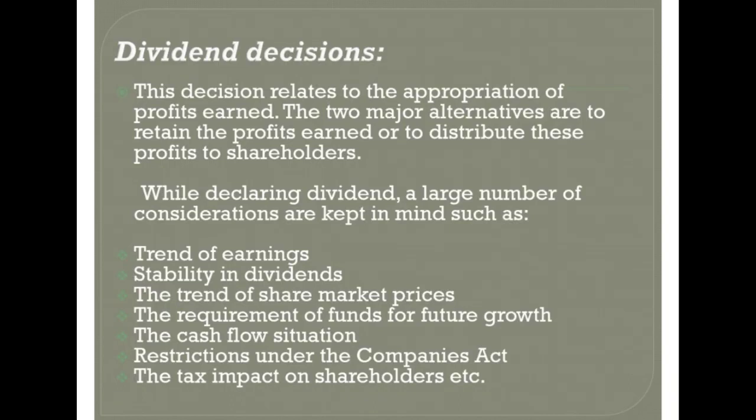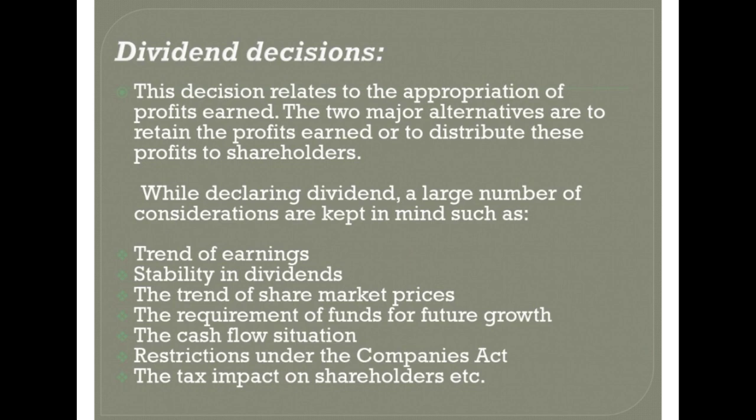The third decision is the dividend decision. This decision relates to how you have to decide whether you have to retain profit, that is called retained earnings, or you have to distribute your profit in the form of dividend. So this is also a decision called the dividend decision.